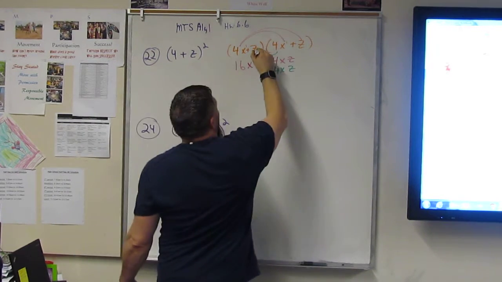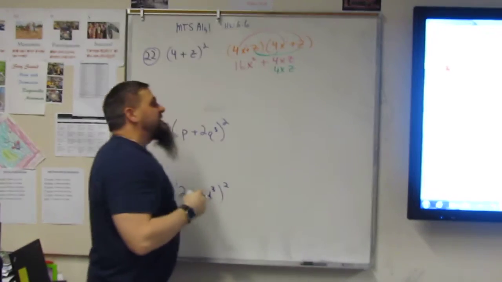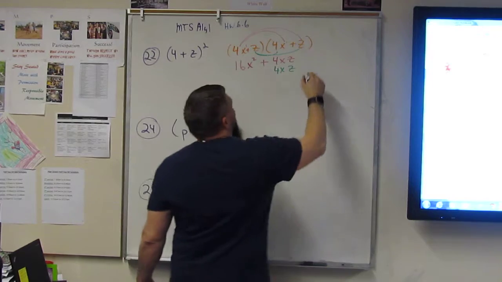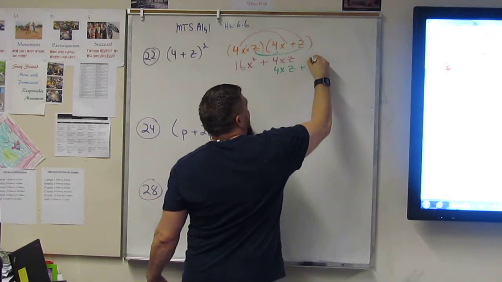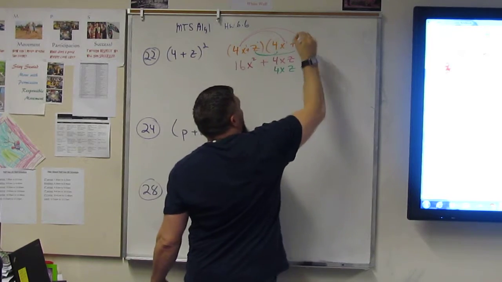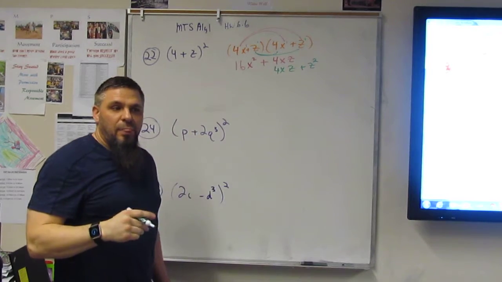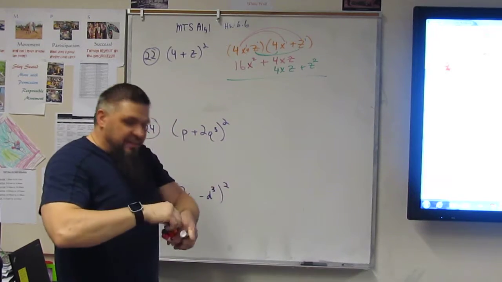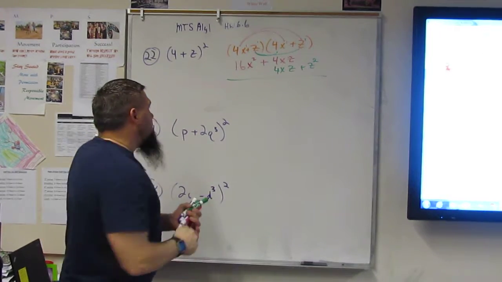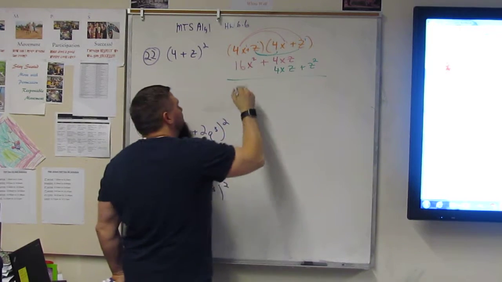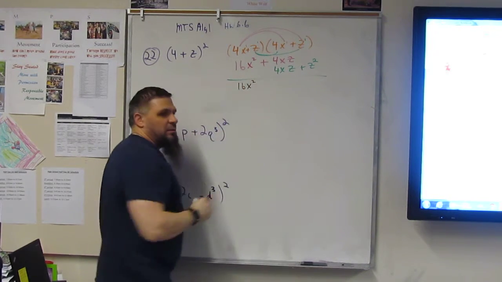So I can add those. So I can put them in the same column. And then I go one more step. What's z times z? Z squared. So plus z squared, right? Because we're adding that 1 plus the 1. Alright? And so then we add these up. This doesn't add to anything, does it? So it's just 16x squared.